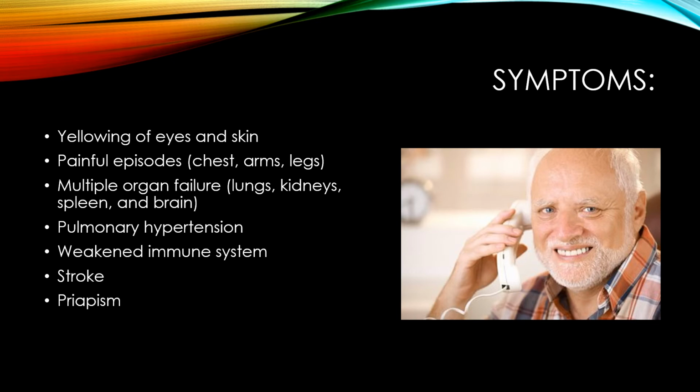Jaundice can occur, which is the yellowing of the eyes and skin, which happens when the blood bursts, since it bursts a lot quicker than it would without sickle cell anemia. And you can have painful, chronic episodes of just pain when your blood cells clot up, and that usually happens in the chest, arms, or legs.